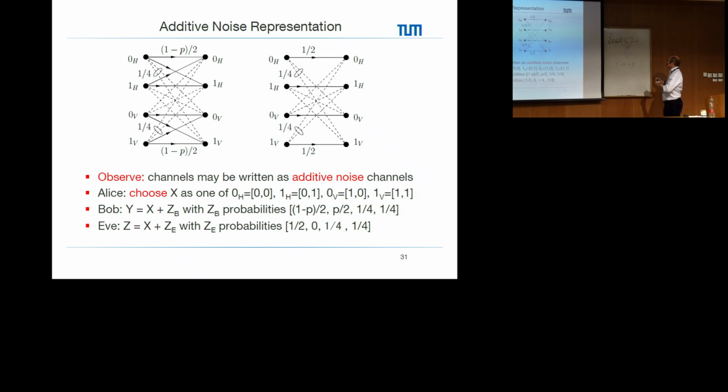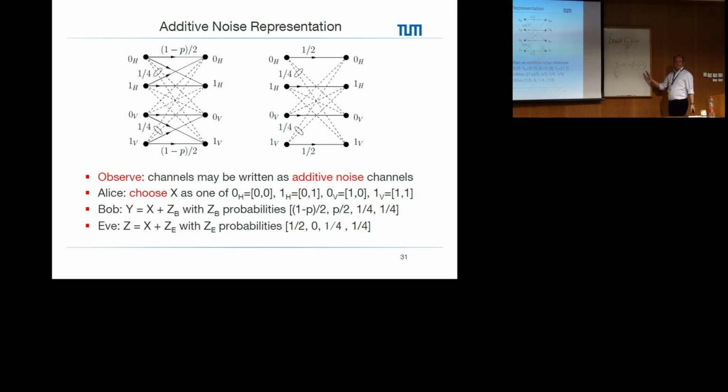So Z here is equal to X plus, it's a vector actually, if we view it as a vector, X plus Z_E. And this one here is X plus Z_Bob, and Bob's channel is noisier than Eve's. Okay, so that's the model.